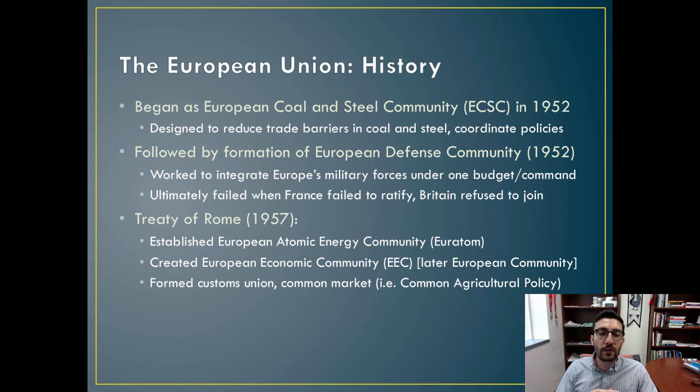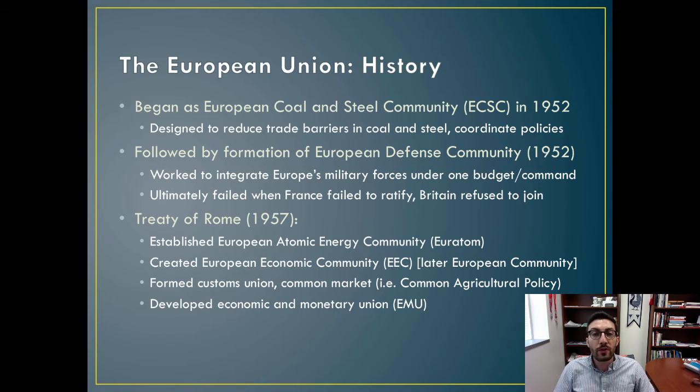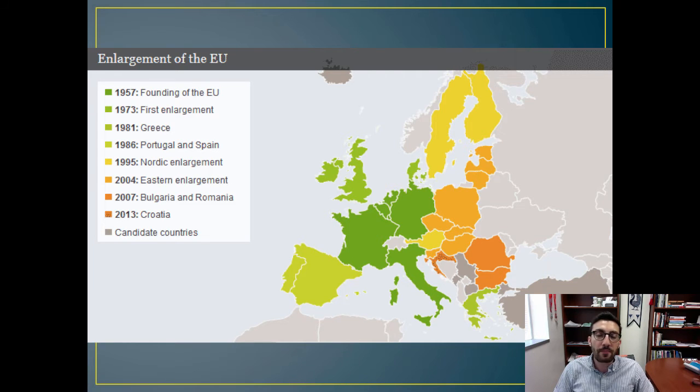And these are both different kinds of organizations that harmonize the laws within and among the countries, and then also coordinate what kinds of laws all of the states are going to agree to outside of their region. And they developed an economic and monetary union, the EMU, which then birthed the Eurodollar. So here's just a map to give you a sense of how the European Union has expanded since its founding in 1957.